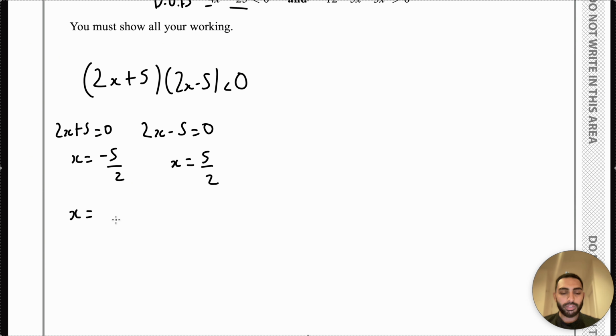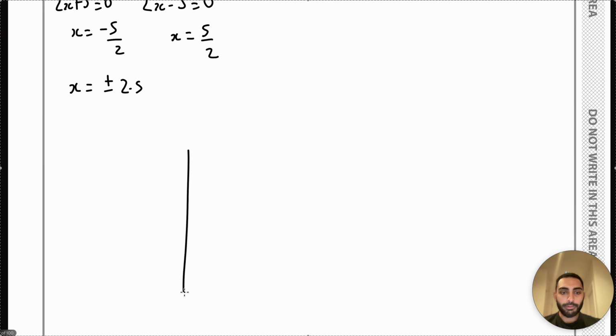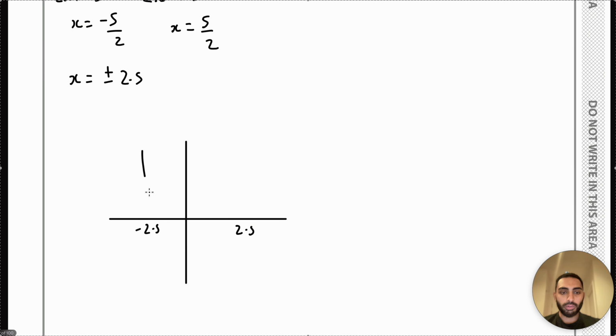So 5 over 2 is 2.5, so I have plus and minus 2.5 that I'm going to plot. If I plot these on an xy graph, these are my xy axes, and it's crossing at 2.5 and minus 2.5. So I'll put 2.5 here, minus 2.5 here, and because it's x squared, it's a quadratic graph, that means it's going to have a U shape. It's going to look something like this.